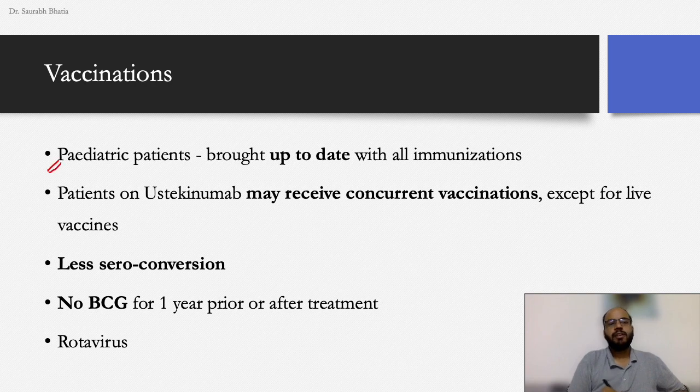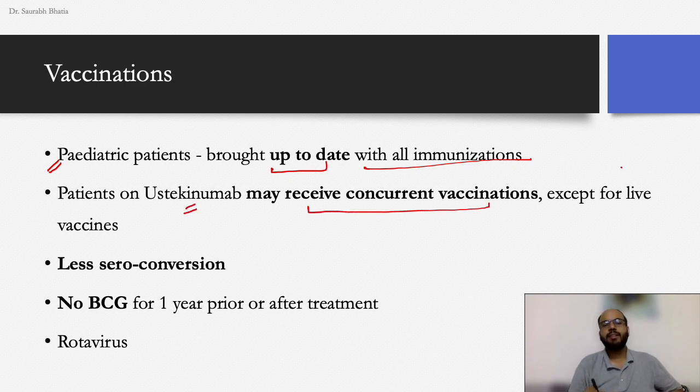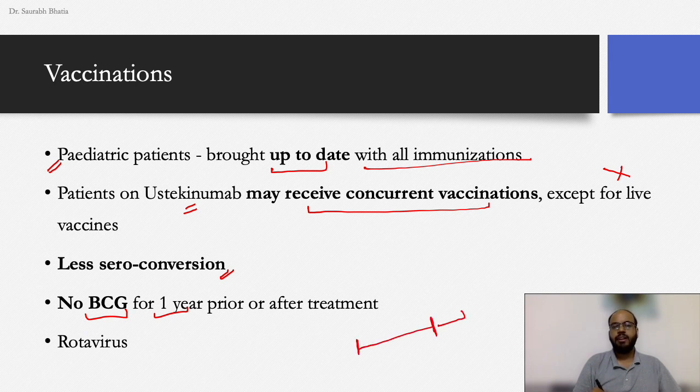For pediatric patients, they have to be brought up to date with all immunizations as per schedule. A patient on Ustekinumab can receive concurrent vaccination, but no live vaccinations. Also, if you vaccinate the patient with a non-live vaccine, the chances of seroconversion are not that much decreased. The product insert mentions that no BCG is to be given for 1 year prior to and 1 year after treatment. So if you treat the patient, BCG is not supposed to be given for 1 year before and 1 year after completion of the treatment. And that is the product insert.